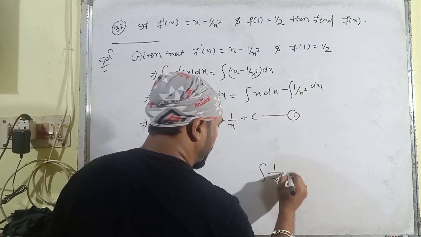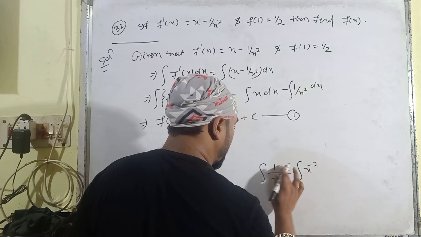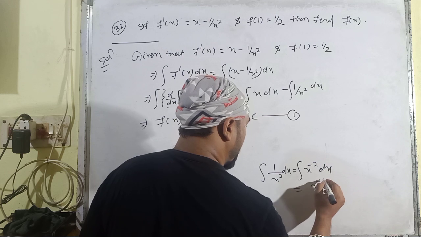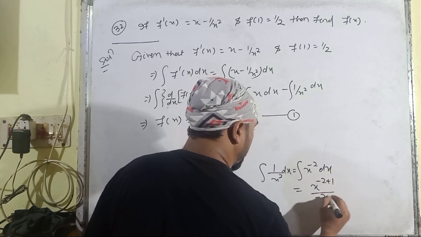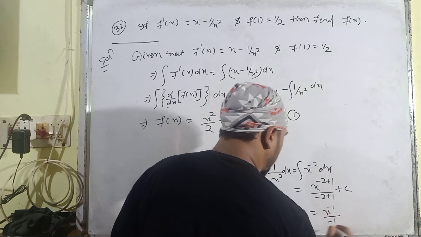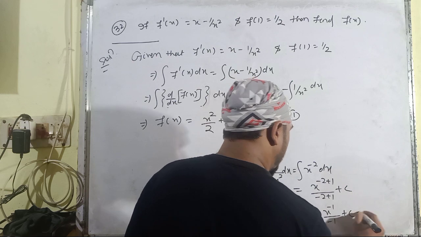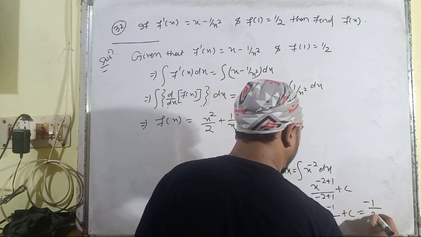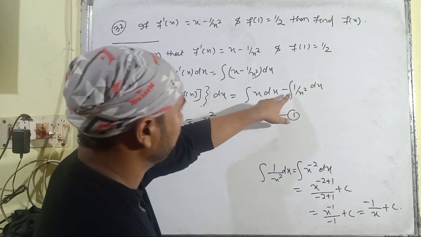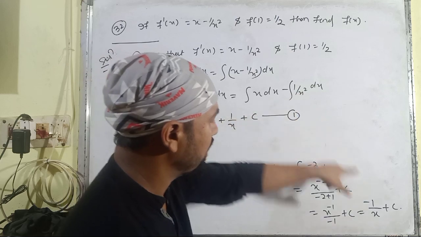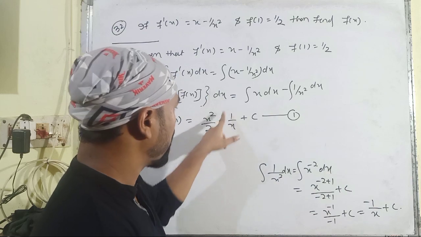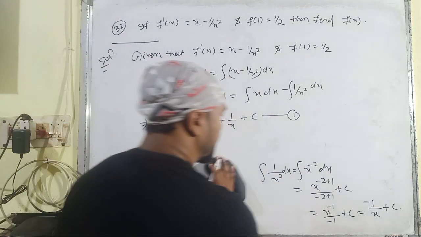Integral of 1 upon x square will be integral of x to the power minus 2 dx. That means it will be x to the power minus 2 plus 1 divided by minus 2 plus 1 plus any constant c, or also it can be written as x to the power minus 1 divided by minus 1 plus any constant c, and again simplified to the form of minus 1 upon x plus c. So in place of integral of 1 upon x square, I can put minus 1 upon x. So minus and minus, it becomes plus. So plus 1 upon x plus any constant, here it is c.